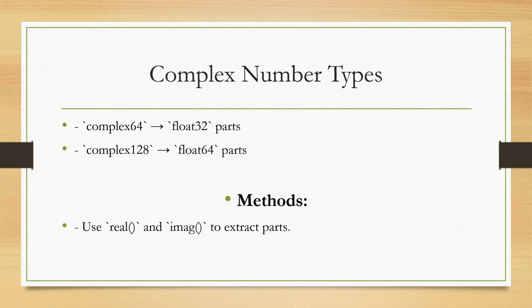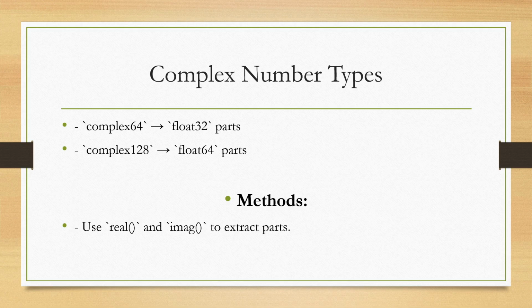First, there is complex64. This means both the real and imaginary parts are stored using float32. Basically, it's a bit lighter and takes up less memory. And then complex128, which uses float64 for both parts. This one gives you more precision. So just like choosing between float32 and float64 based on how accurate you want your decimal to be, you choose the complex type depending on how precise your values need to be.